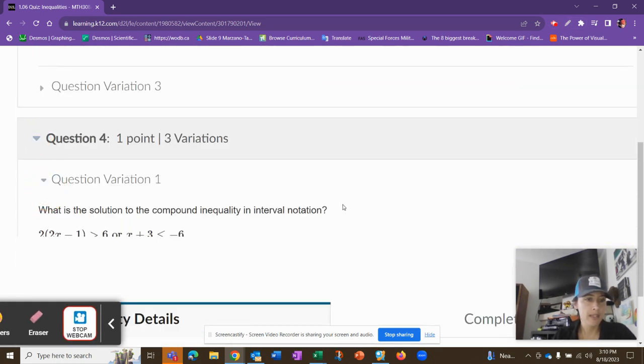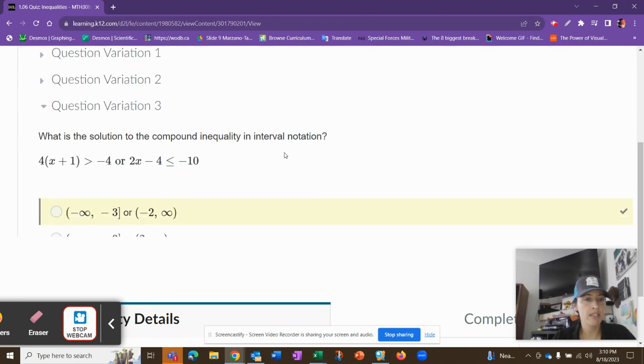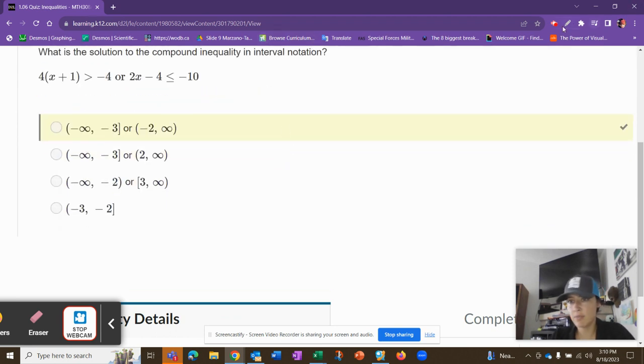4. What is the solution to the compound inequality in interval notation? Okay, that's a freebie. Let's look at this one. All right, so there's the answer. It's my question. Let's talk about the strategy. Notice there's an or. That's a good sign that it's probably going to be one of the ones with an or, but not always. They might be tricking you because that's what math curriculum writers like to do sometimes.